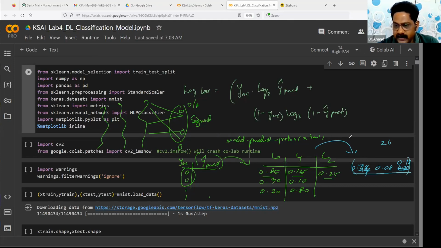I have given a rough figure, but if you want to calculate accurately, what do you need to do? e to the power 0.85 divided by the denominator, which is common. What is the common denominator? The summation of e to the power 0.85 plus e to the power 0.15 plus e to the power 0.25. Only the numerator changes: e to the power 0.15 divided by this denominator, e to the power 0.25 divided by the same. So now the total probability softmax maintains is 1. This is the structure of your output, the one-hot encoded representation.